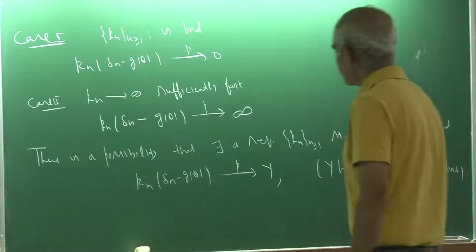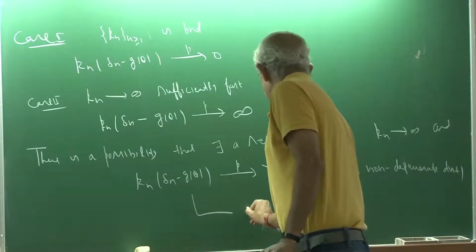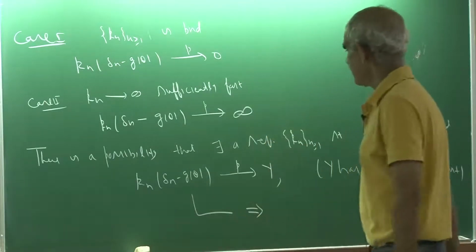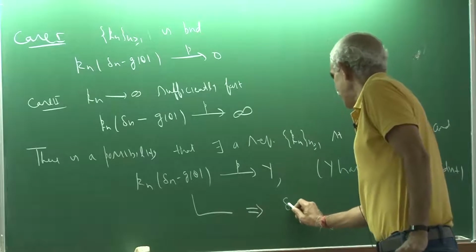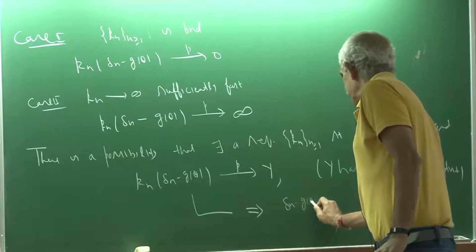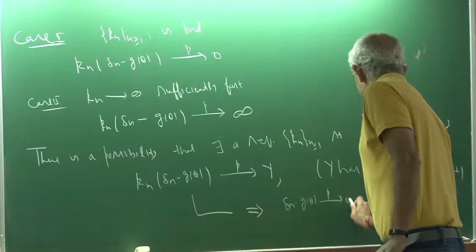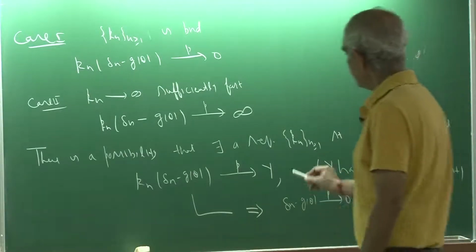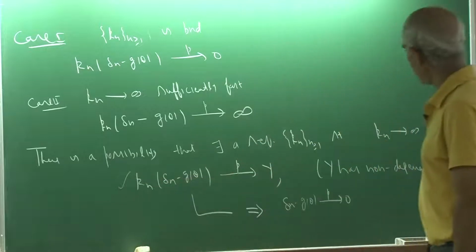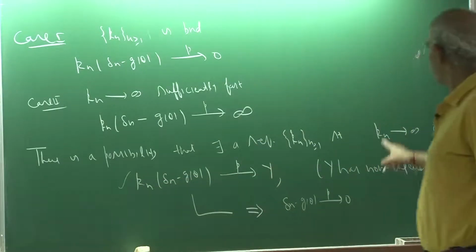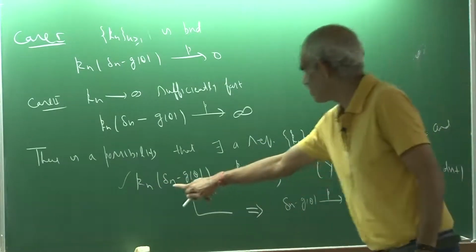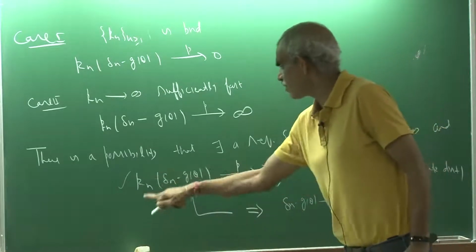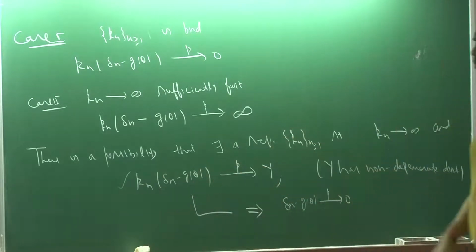Now certainly, if such a thing happens, this clearly implies that delta n minus g theta goes in probability to 0. So delta n is consistent for g theta is clearly ensured by this condition. Why? Because Kn is going to infinity, so 1 upon Kn goes to 0. So if Kn times (delta n minus g theta) is going in distribution to Y, then 1 upon Kn into this will go in probability to 0 by Slutsky's lemma.